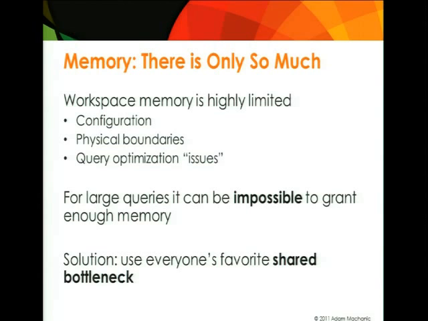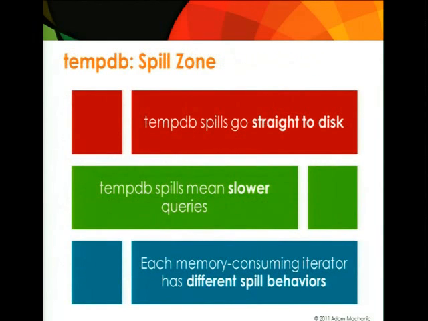So it can be impossible, really, if your query is huge. If you have a 1 terabyte table and you need to sort the thing, unless you have a really, really big Superdome, you're probably not going to be able to allocate enough memory no matter what you do. And so data has to spill to TempDB in some cases. And as we saw, there are also configuration limitations, physical limitations, and all kinds of issues with the query optimizer. Again, cost-based optimization has certain perils that we need to keep in mind. So TempDB is our spill zone.